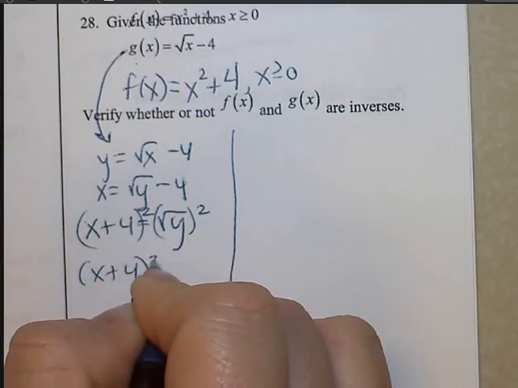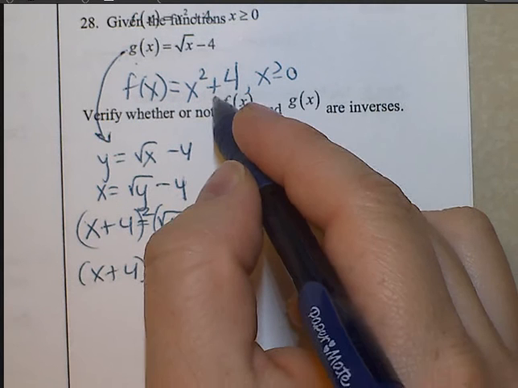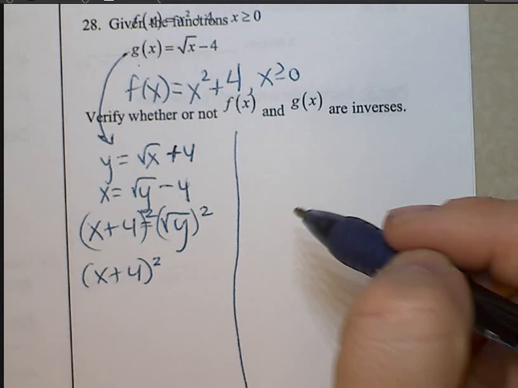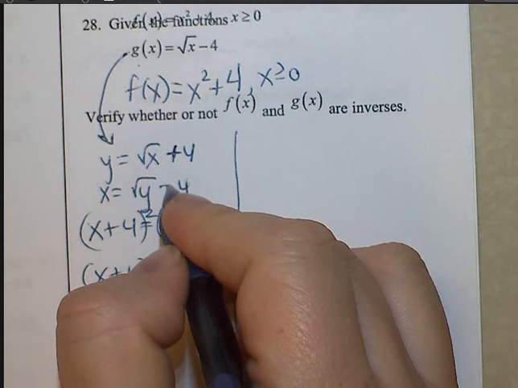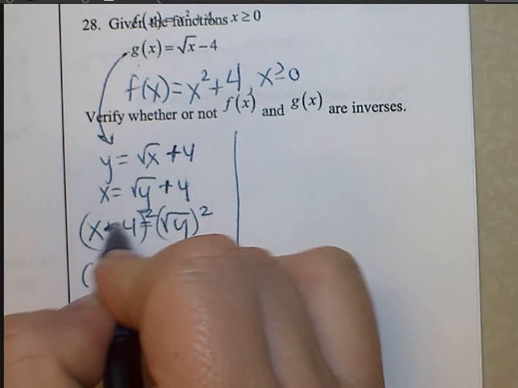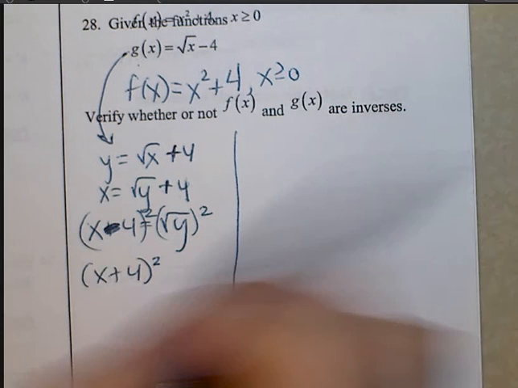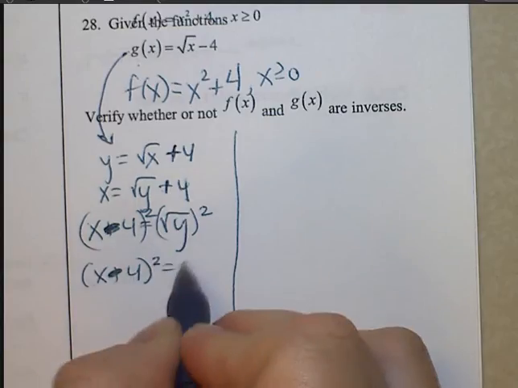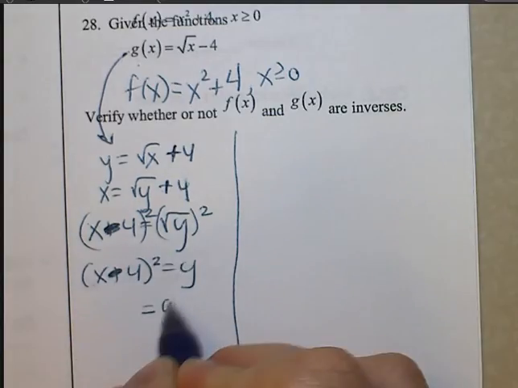Oh, I see my mistake here. My mistake is that up here my original problem had a plus sign, so let me go back and change that. This should have been a plus, and this should have been a plus. So how do you move a positive 4 to the opposite side? You subtract it. That's a mistake I have made. So I have x minus 4 squared equals y. Now rewrite it in inverse notation.